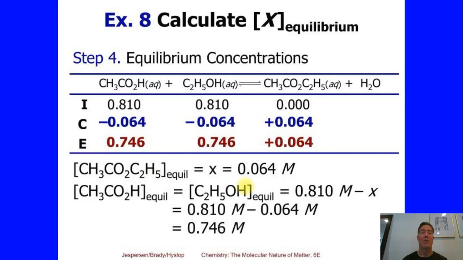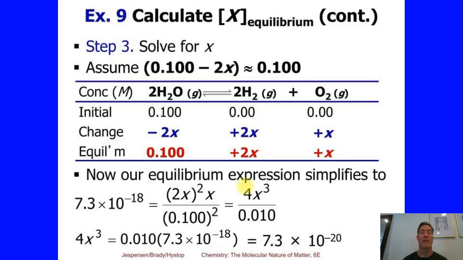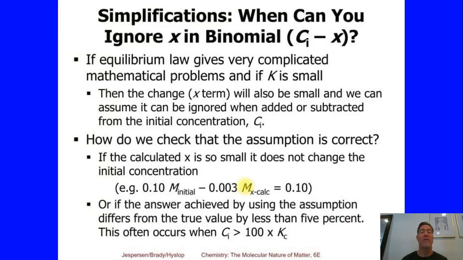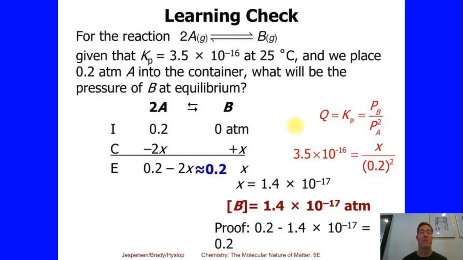All right, we're just about done with the sample problems here. Again, I just don't want to take the time to go through them. If you want to, just pause and work your way through them. If our K value is very, very small, then our change term, our x term, is also going to be very small. And we can then ignore it when adding or subtracting from the initial concentration. And that is often another way you can avoid having to use a quadratic.